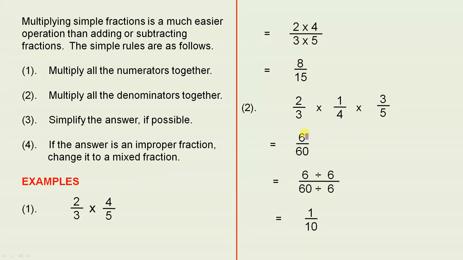Now we can see straight away with our knowledge of tables that 6 divides into the numerator and the denominator. We have to do that for both the numerator and the denominator to keep the value of the fraction the same. 6 divided by 6 is 1. 60 divided by 6 is 10. So the answer is 1 over 10. So we have simplified 6 over 60 to 1 over 10. So they're equivalent fractions. They have the same value.